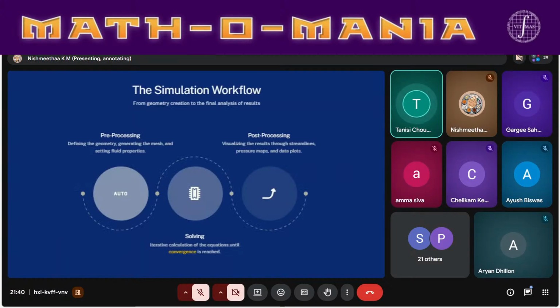So this is the simulation workflow. In pre-processing, you are defining the geometry, the mesh, and the fluid properties. Then we put it into an algorithm for solving, which, like the process described, iteratively calculates and solves until convergence is reached. Post-processing is where you visualize the data through streamlines, pressure maps, and data plots, whatever is required. The visualizing part you will see later on in the session. Next slide.